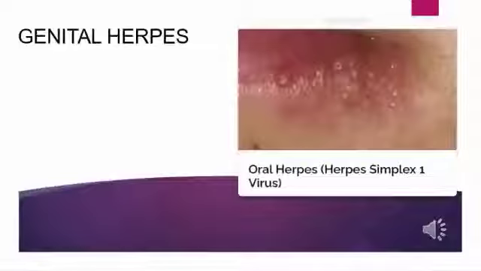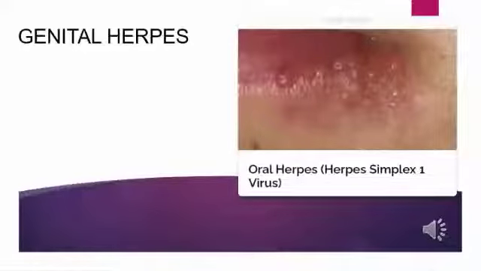Next, we'll be looking at genital herpes. Herpes is a shortened name for the herpes simplex virus. There are 2 main strains of the virus, herpes simplex virus 1 and herpes simplex virus 2. Both can be transmitted sexually. It is a very common sexually transmitted disease.